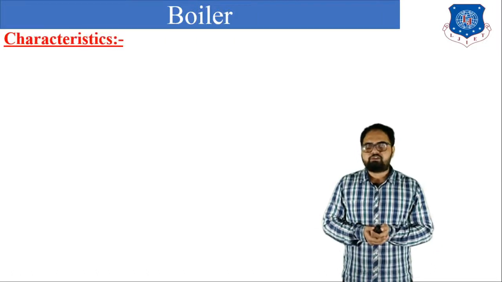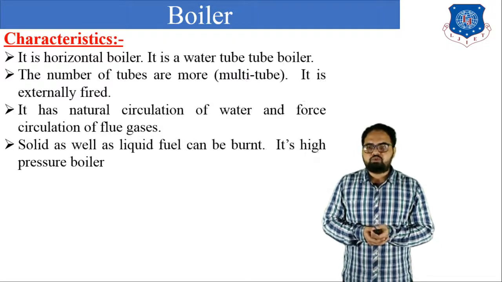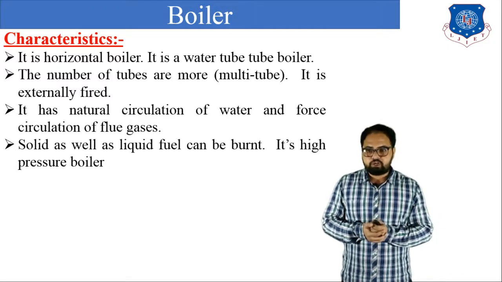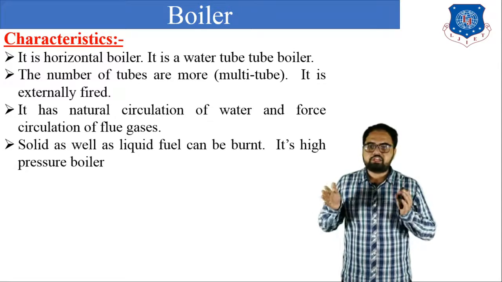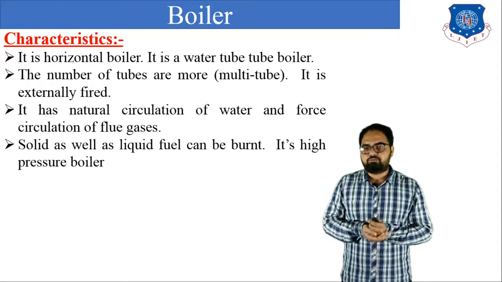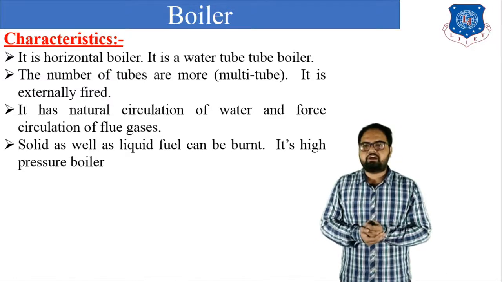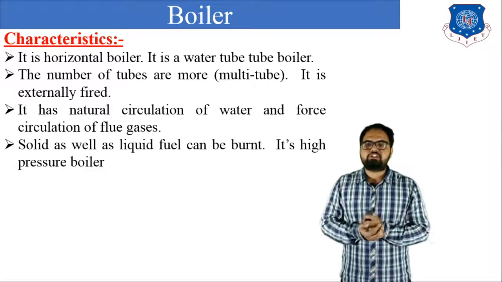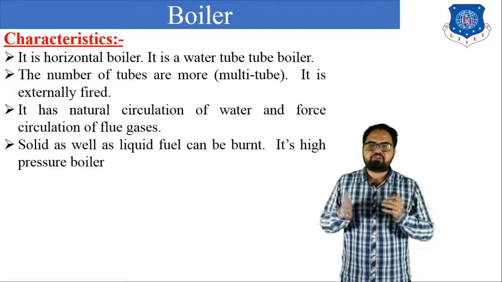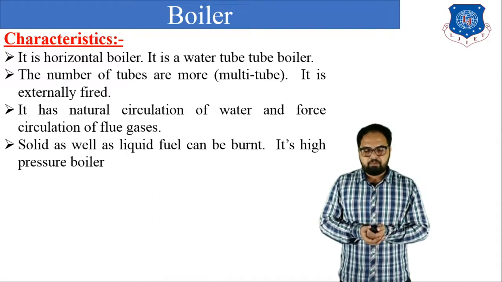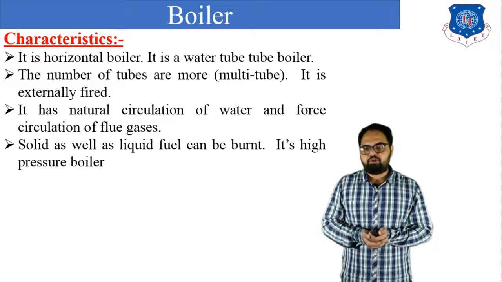So let's first discuss the characteristics of this boiler. The Babcock and Wilcox boiler is a horizontal axis boiler. It is a water tube boiler. It consists of more than two tubes, so it is a multi-tube boiler. It is an externally fired boiler because the furnace is located outside the cylindrical shell. It has natural circulation for the water and forced circulation for the flue gases. In this type of boiler, solid as well as liquid fuel can be burnt. It is a high pressure boiler.